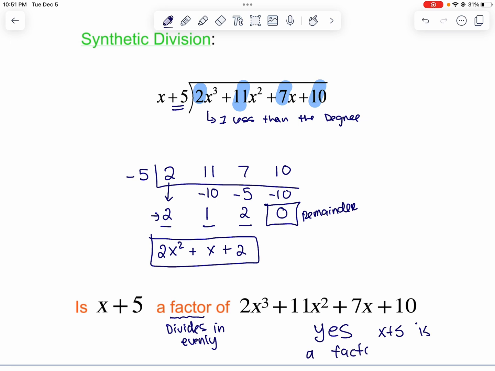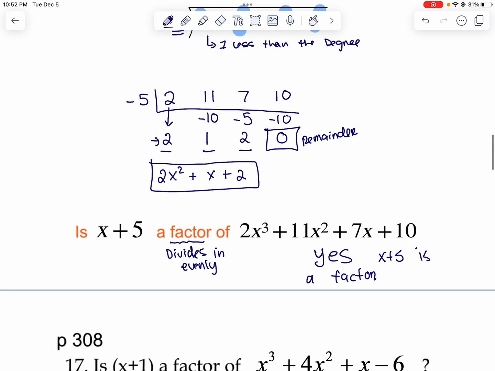Now, why is it a factor? Well, because when we divide 2x cubed plus 11x squared plus 7x plus 10 by x plus 5, either using long division or synthetic division, we get a remainder of 0. There is nothing left over. It divides in perfectly. So keep that in mind. You can use synthetic division, you can use long division to help you decide if something is a factor or not.